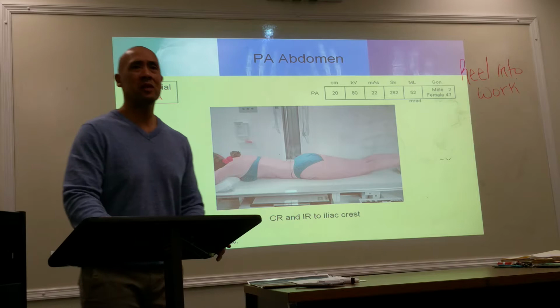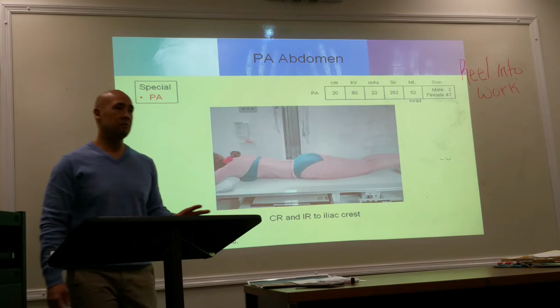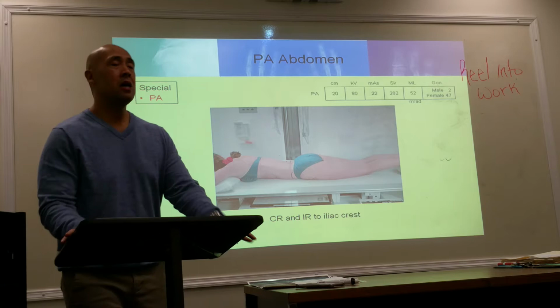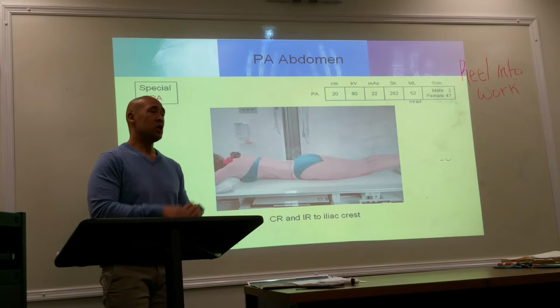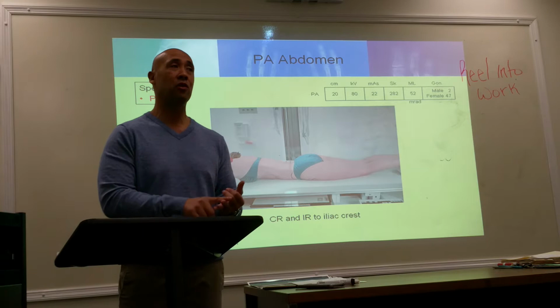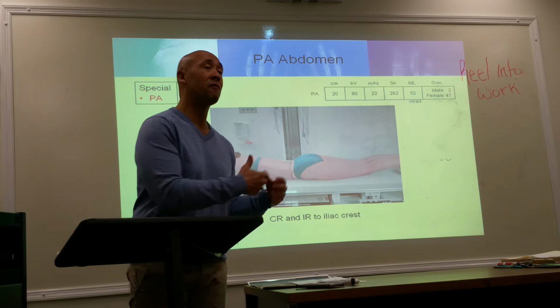The PA abdomen is most commonly done when we're doing a small bowel series. The patient drinks the contrast, slowly moving through the stomach into the intestines. It generally takes about 2 hours for the entire small bowel to fill up. During those 2 hours, we're taking a picture of the abdomen with the contrast every 15 to 30 minutes, because we're studying motility, seeing how quickly the bowel fills up with the contrast.